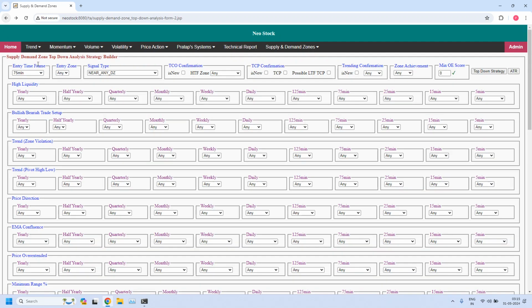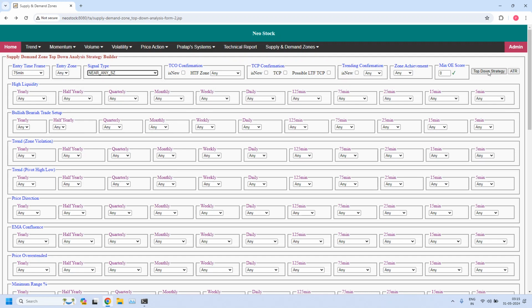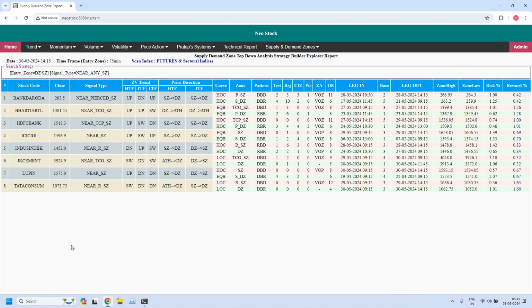So let me go back. For the 75 minutes time frame, let us find the stocks near the 75 minutes supply zone. 8 stocks are filtered. Let us identify high liquidity 75 minute supply zones from this list. HDFC Bank, this is a 75 minutes high liquidity zone and a fresh zone. You need to look for a fresh fine-tuned 5 minute zone. You have one more, Indus Bank, already tested once and 6 rejections from this zone.